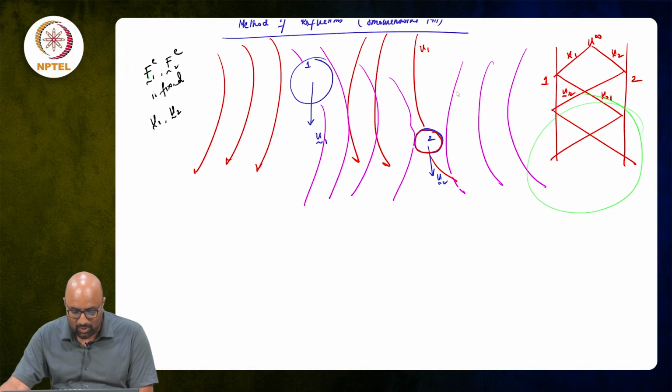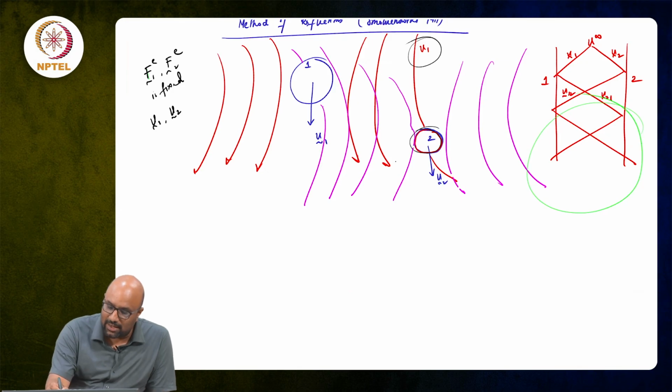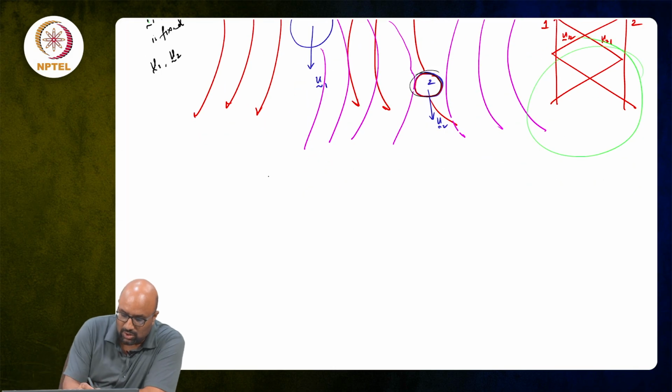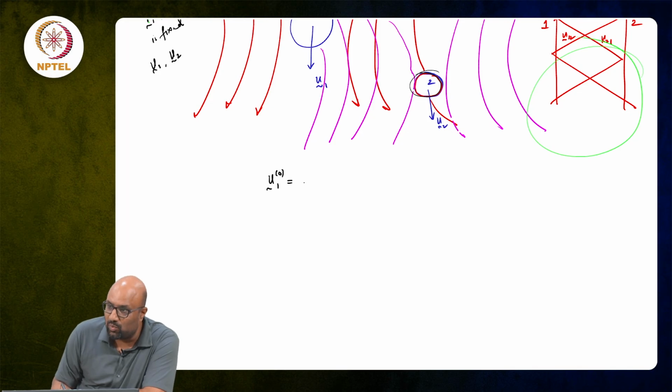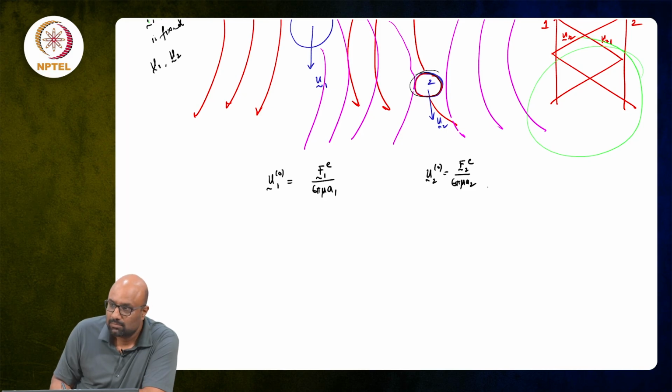Because if you think about it, whatever I said here, the velocity field of particle 1 is going to make particle 2 move, right? Do you agree with that idea? So what is, let's put a 0 here, let me just make sure. So the velocity of sphere 1 is F1e by 6 pi mu a1. Velocity of sphere 2 is F2e by 6 pi mu a2, right?